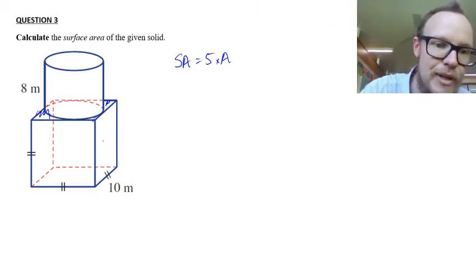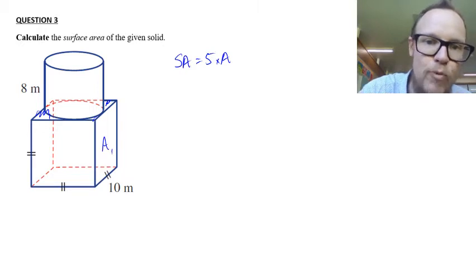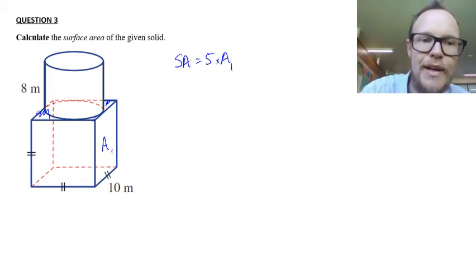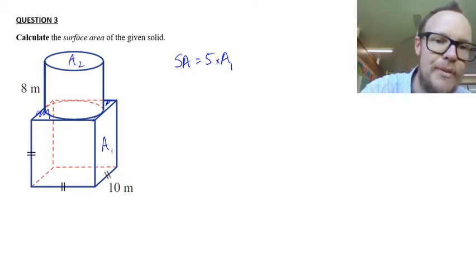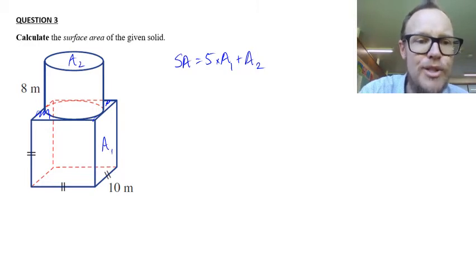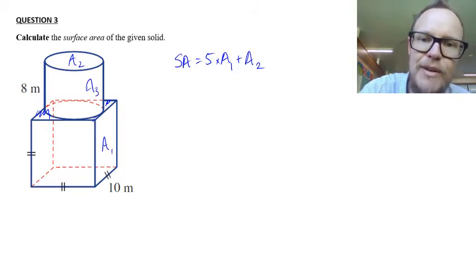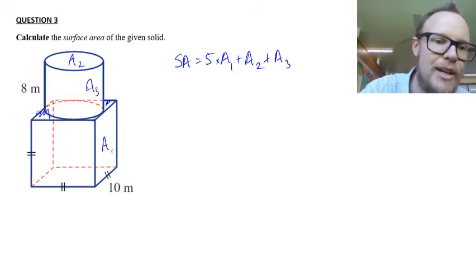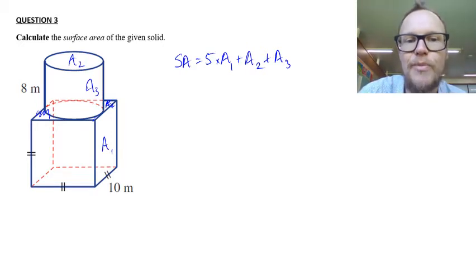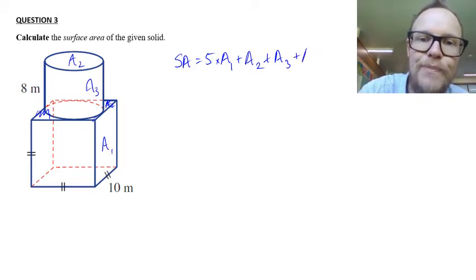Each of these, it's probably best to call them A1. So we've got 5 lots of that area there. We've got one circle on top here. We can label that A2, plus A2. We've got also the wrapping around our cylinder, A3, that's another shape, plus A3. And then we've got our last area, which is on top of the cube and on the bottom of the cylinder. We can call that A4 there.